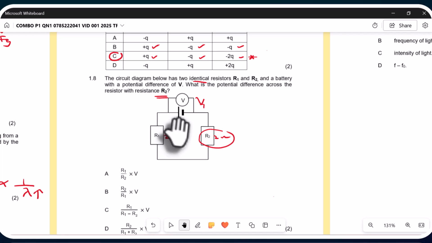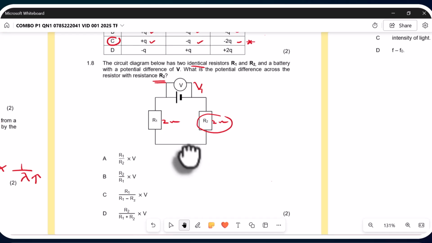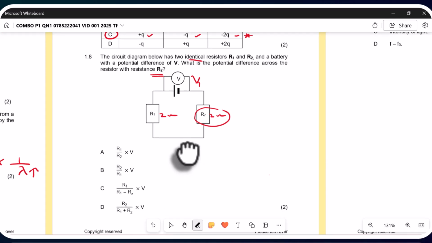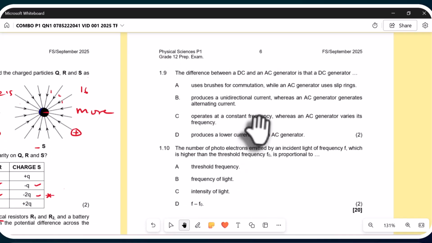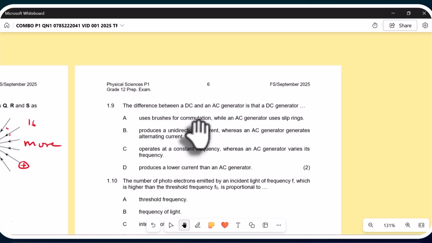So this is our answer here, because it has the same direction for the DC current. That's what is meant by unidirectional, and then alternating for the AC. They said that it operates at a constant frequency. This is not correct. And then they said that it produces lower, that's also not correct. So the answer here is B, whereby the DC produces a unidirectional current, meaning in the same direction, and the AC generates what? Alternating current.